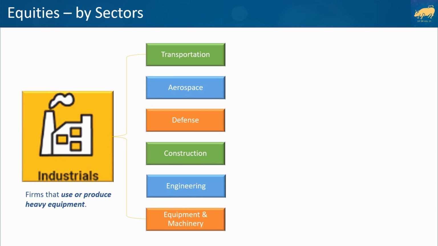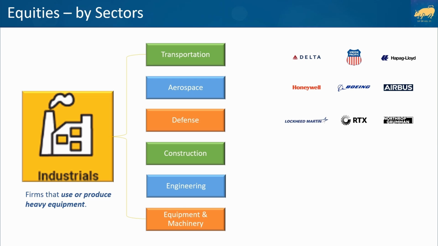The industrial sector covers a variety of businesses that utilize heavy equipment. The sector includes industries like transportation, aerospace, defense, construction, engineering, and equipment and machinery manufacturing. Looking into these industries globally, we see that the largest transportation companies are Delta Airlines, Union Pacific Corporation, and Hapag-Lloyd. Honeywell, Boeing, and Airbus are the biggest aerospace firms. The leading defense companies are Lockheed Martin, Raytheon Technologies, and Northrop Grumman.